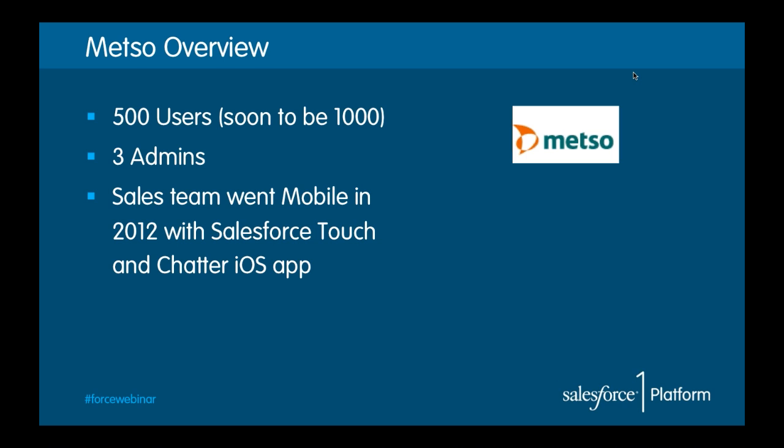So last summer, we spent a lot of time training sales support and other market areas. We now have about 500 users. By the end of this year, we expect there to be 1,000 users. We have a small team. It's myself, Amanda, and one other admin.